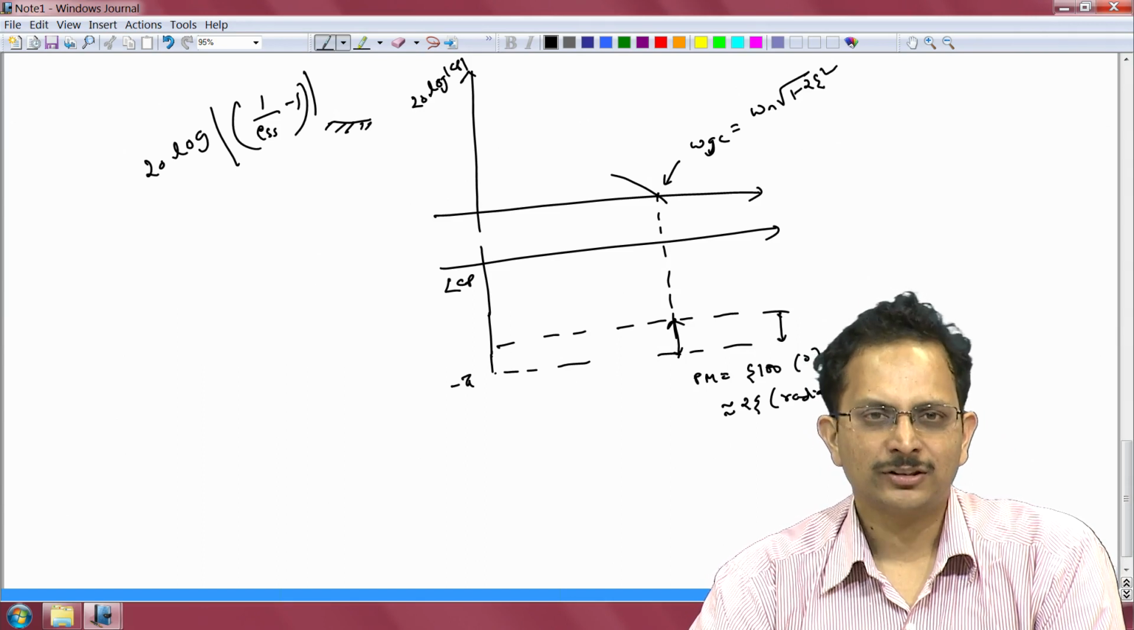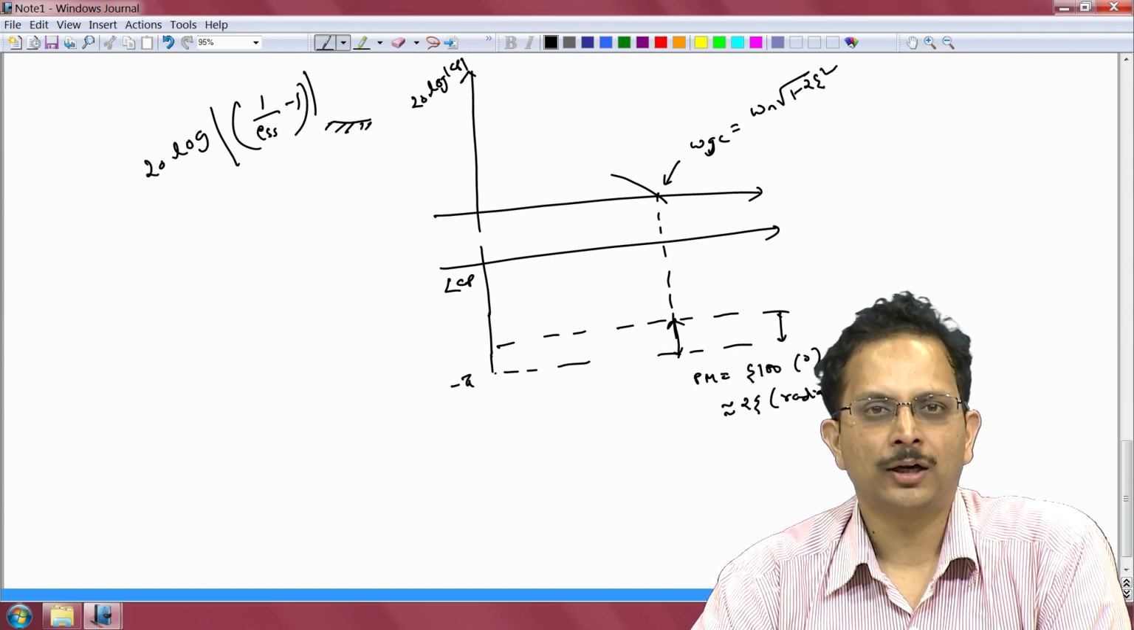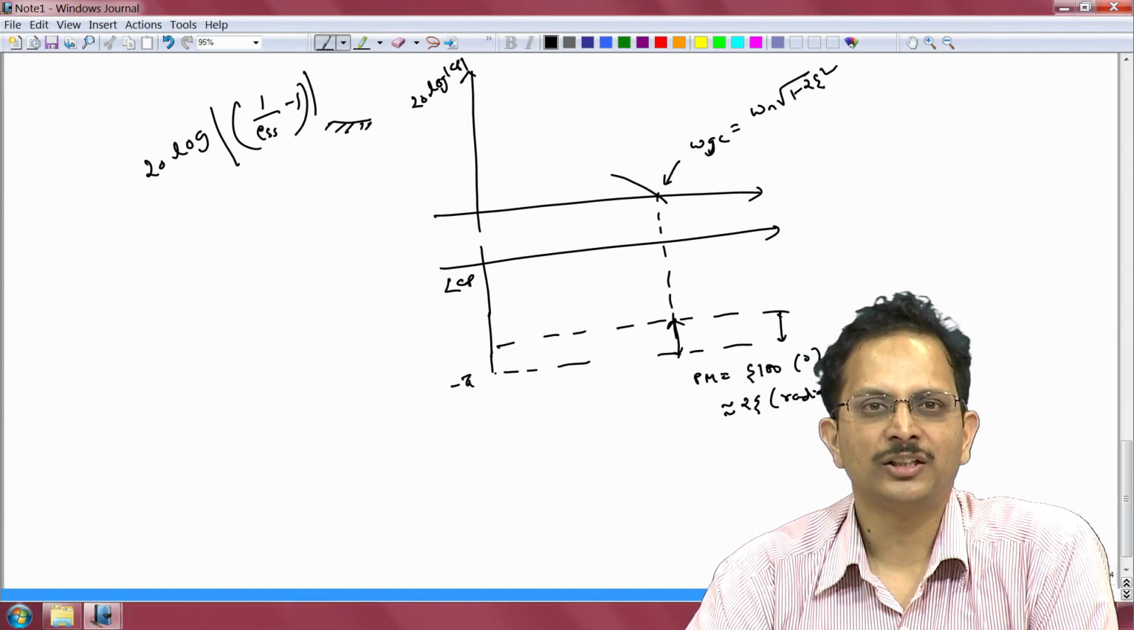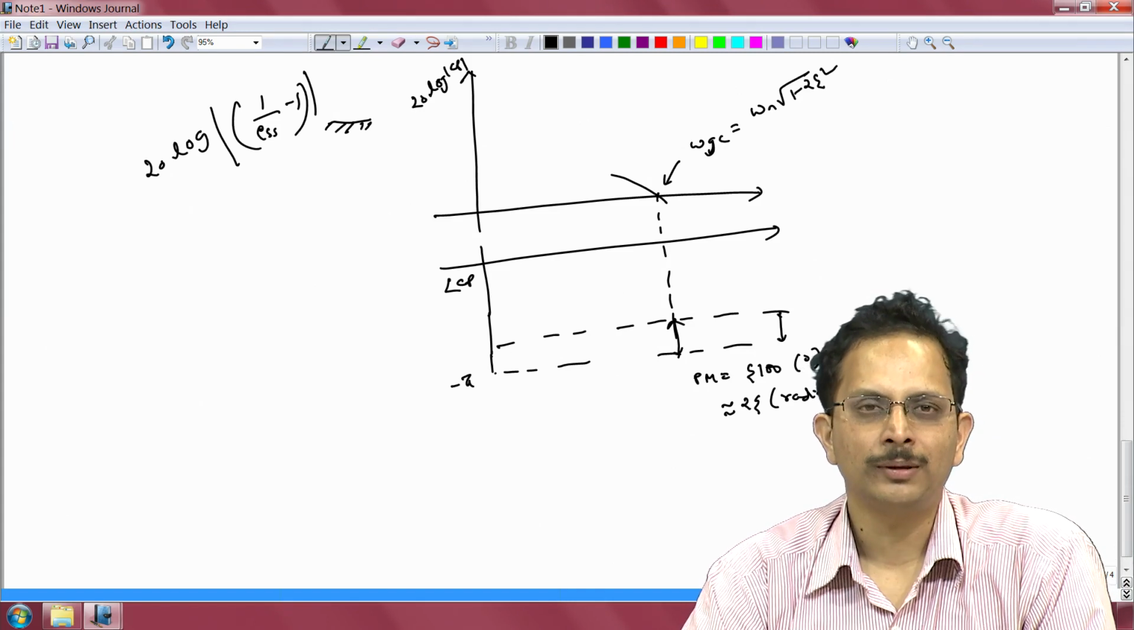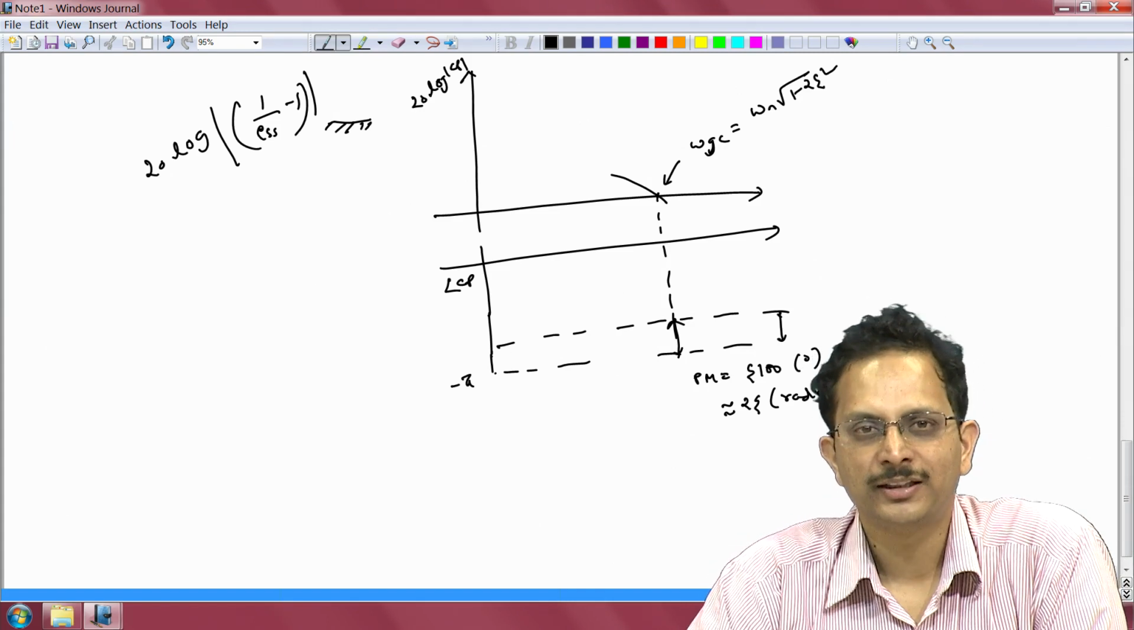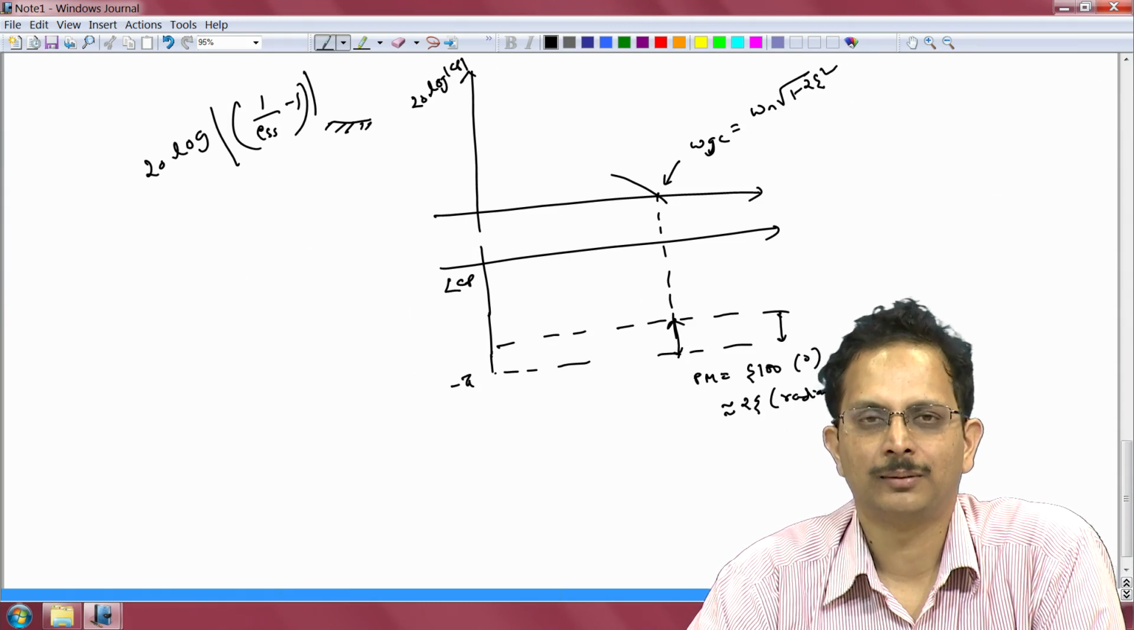We shall in the next clip take a look at a few standard controllers that will allow us to design our open loop system to meet the specifications of the kind that we have outlined in this clip.